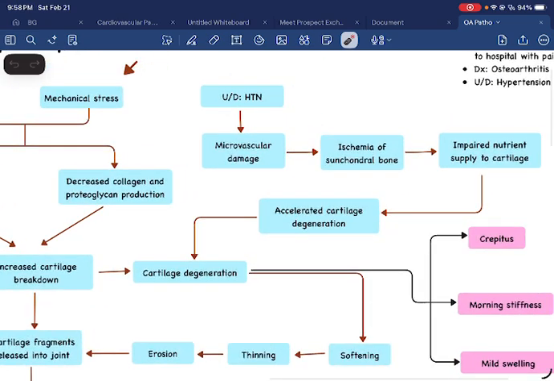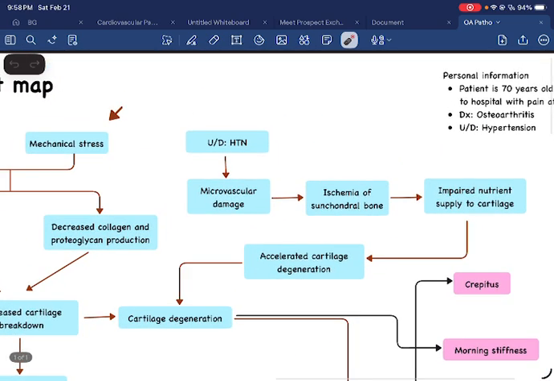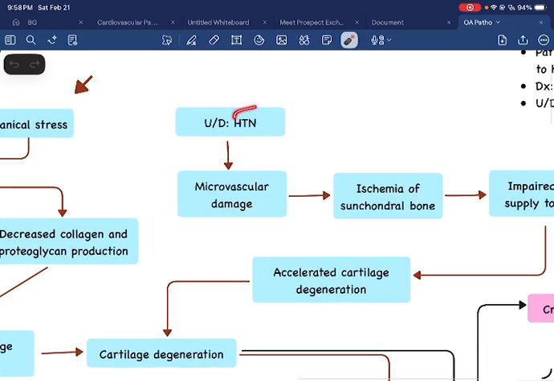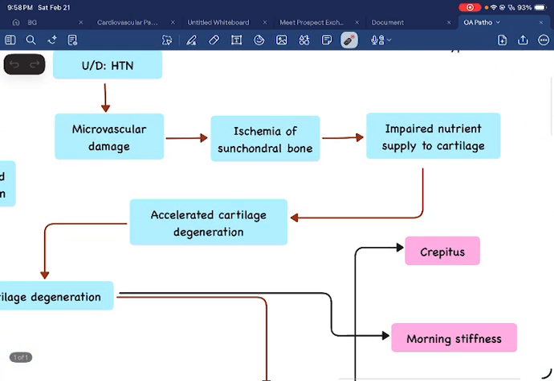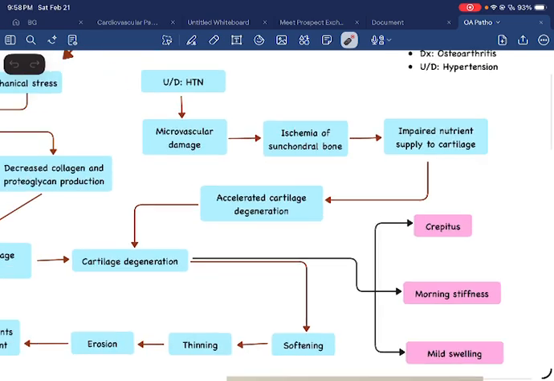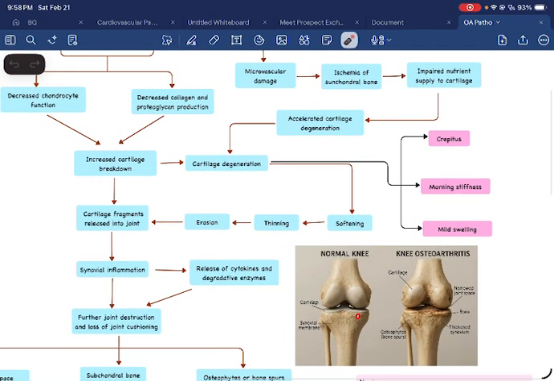Another factor that causes cartilage degeneration is the underlying hypertension. Since my patient has hypertension, it will lead to microvascular damage, which also means vasoconstriction. When the vessels constrict, there will be less blood supply to the subchondral bone. The subchondral bone here is this bone in the picture. When there is reduced blood supply to this bone, the blood cannot go up here, right?